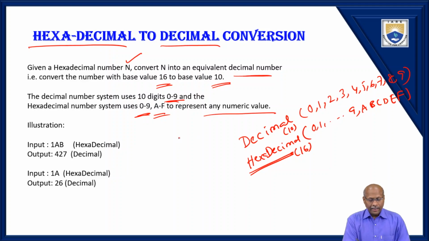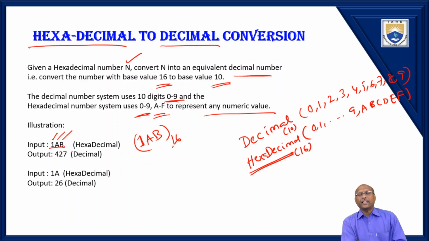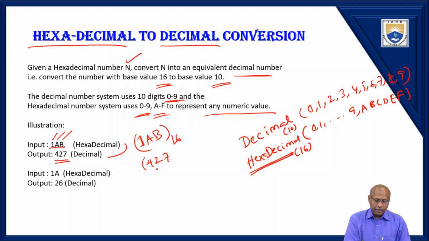Generally when you are writing hexadecimal, you can write like this. For example, 1AB is a hexadecimal number because 1 is a hexadecimal digit, A is a hexadecimal digit, and B is also a hexadecimal digit. Generally you can write 1AB with 16 in the base. It says that it is a hexadecimal number. Now this number you have to convert into decimal. The decimal equivalent is 427, whose base is 10.